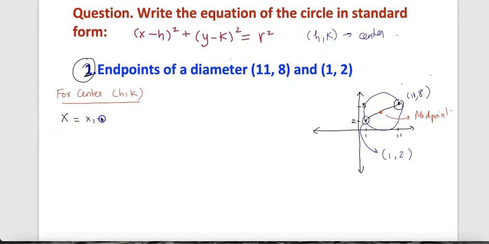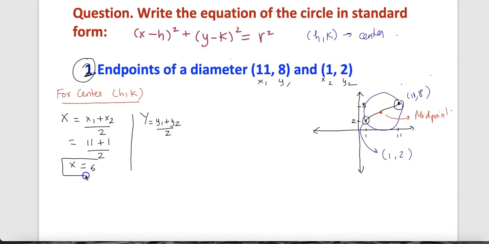x is equal to x1 plus x2 divided by 2, and y is equal to y1 plus y2 divided by 2. So this will be my x1, this will be my y1, x2, and this is my y2. Let's substitute the values. This will be 11 plus 1 divided by 2. So what is my value of x? That will be 6, because 11 plus 1 is 12, and 12 divided by 2 is 6. Similarly for this one, it will be 8 plus 2 divided by 2.